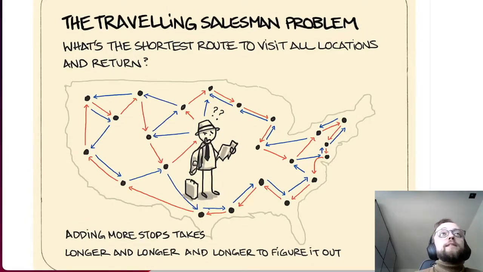TSP is about finding the shortest route through a set of points. Like the name suggests, it was originally formulated as a salesman who needs to travel between cities. And of course, you don't want to travel too much unnecessarily. You want to minimize the route. This is, of course, a classic optimization problem.